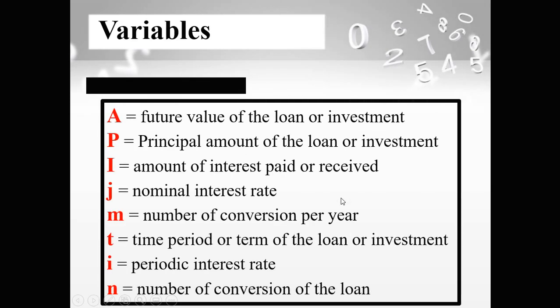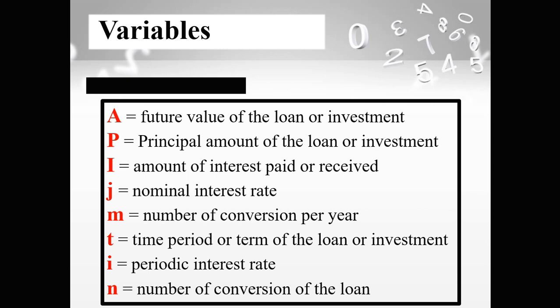these are the variables that you need to know in our lesson for this week, compound interest. Some of them you are already aware of, since we discussed or encountered them in simple interest. So, let's start with big letter A. That is our future value of the loan or investment. Next, of course, the P, which is the principal amount of the loan or investment. That is the amount you deposited, the amount you invest, or the amount you loan. Okay? Next, big letter I.